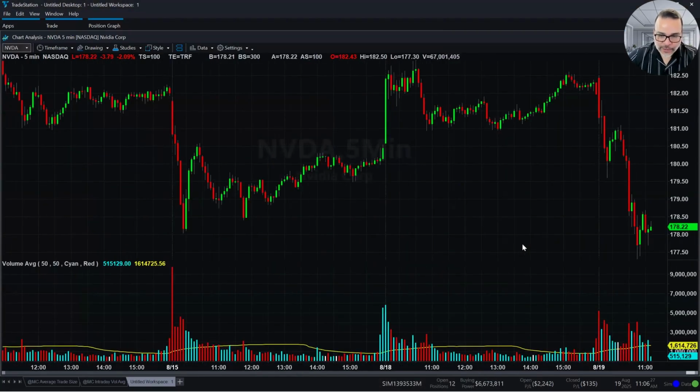This is the way that volume average looks when I put it right out of the box. You can see that it's color coded based on the price of the candlestick. Whenever the price of the candle is higher than the previous one, it'll paint the volume in a cyan or blue color. But whenever the price of the candle is lower than the previous candle, it'll paint the volume red. So that's the difference between the blue and the red. And the yellow line that runs across my volume is just volume average.